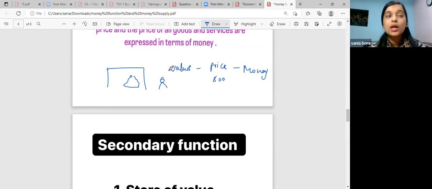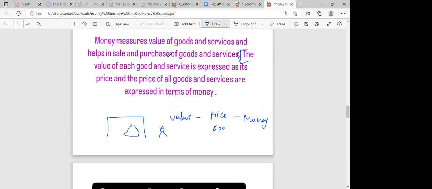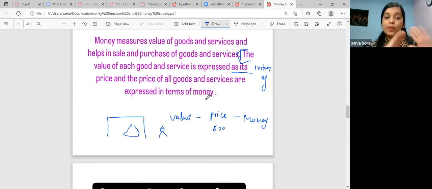You went to the mall, there you asked what is the value of this product, and he told you the price: ma'am, this is 500 rupees. You said okay, and then when you went for billing, you paid money. So value, then price, then money. Clear? Yes, ma'am. So the value of each good and service is expressed in terms of its price, and the price of all goods and services is expressed in terms of money. Clear?